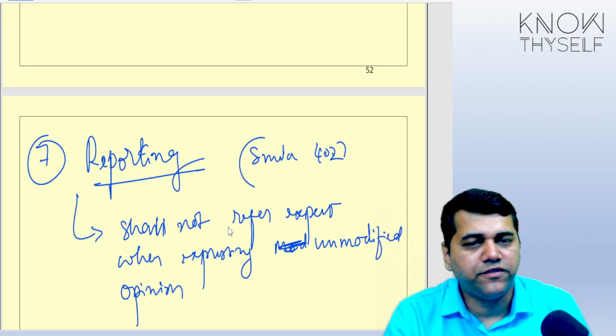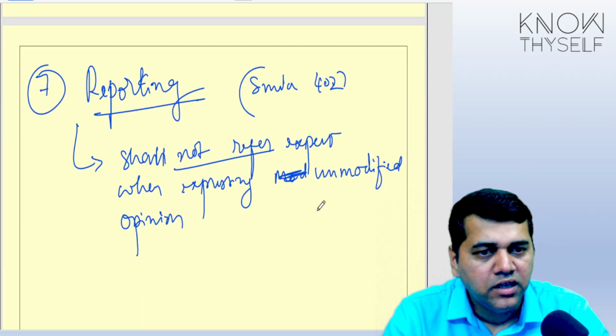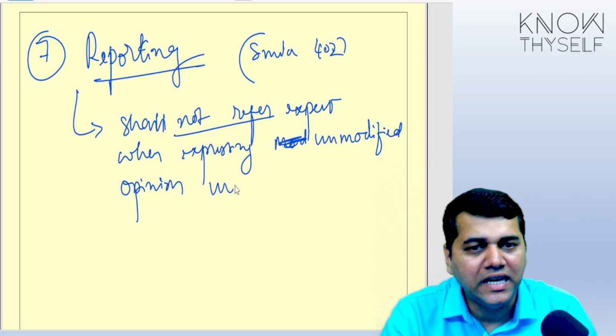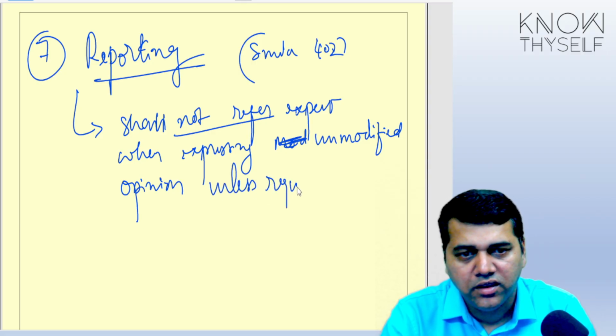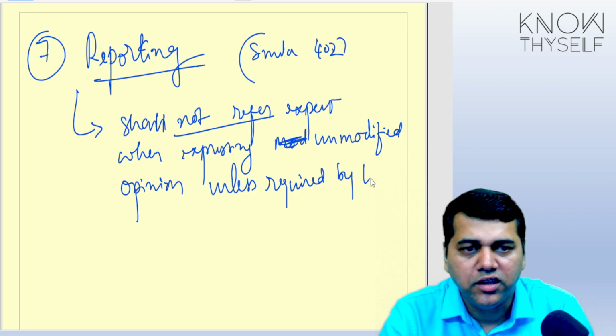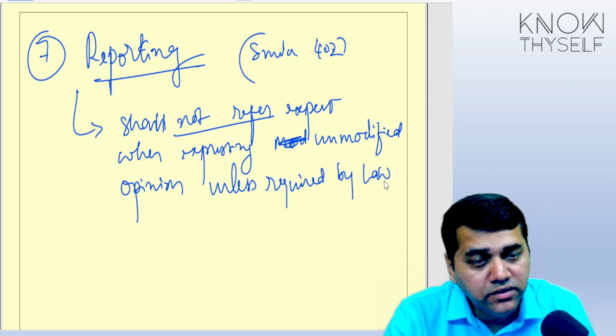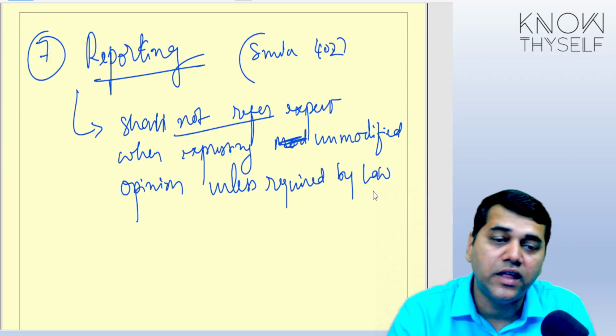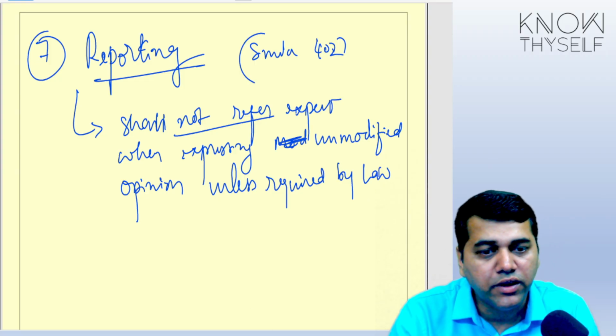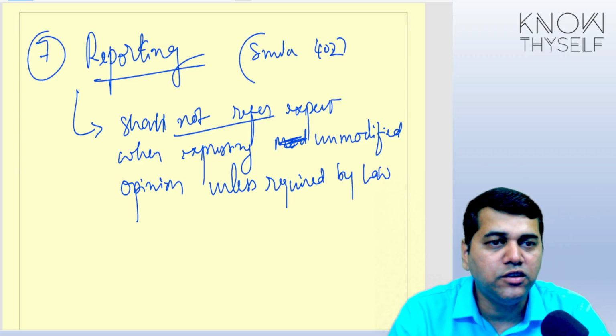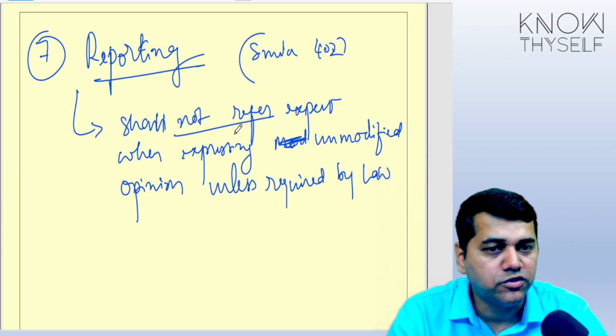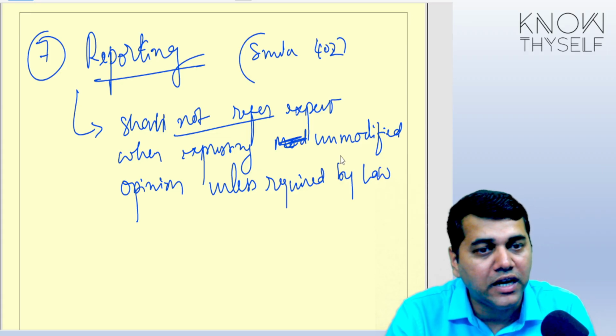So you should not refer expert when expressing unmodified opinion unless required by law. So if the law requires, if the CAG requires, if the RBI requires, you can give a reference. But other than that, you are not supposed to give reference of any expert in your report if you are giving unmodified opinion.